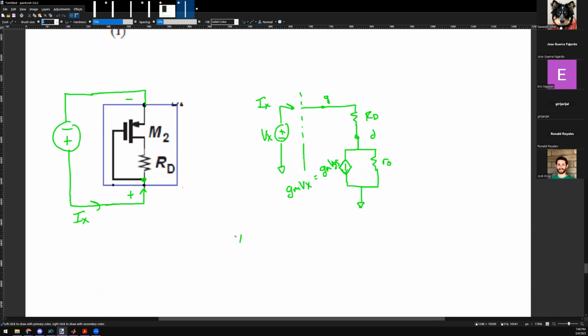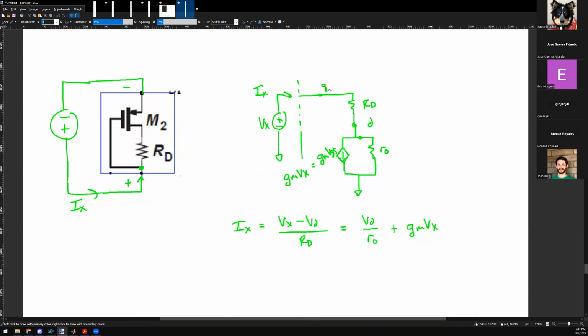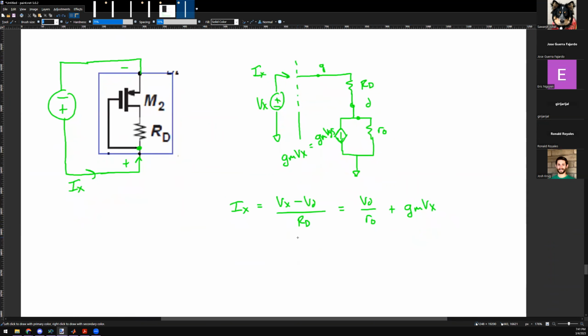I like to use KCL for this one. The current going into this guy is going to be equal to Vx minus this VD, divided by RD. That's the current going through this guy. The current is also equal to VD over r naught plus gm Vx. You guys agree? The current is either equal to this guy or this guy, added up. My goal is to find Vx over Ix to find the impedance of this guy. I'm trying to find Zx.